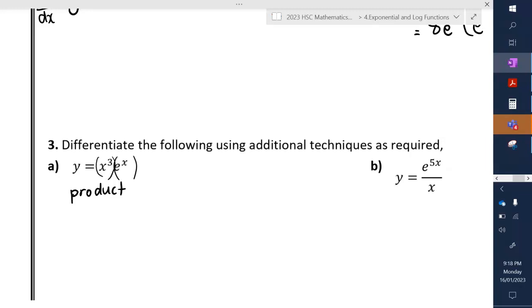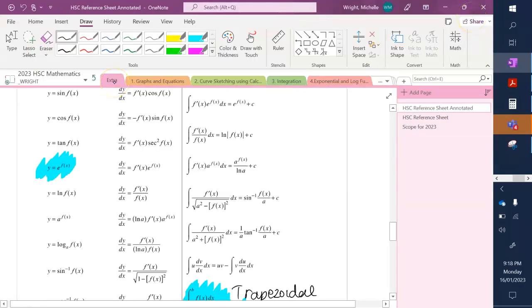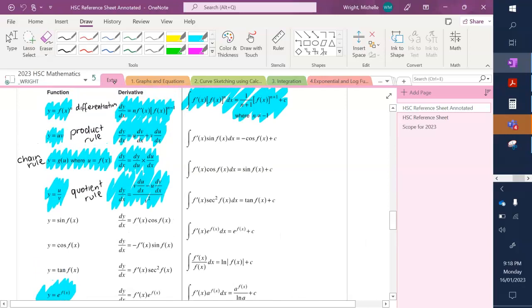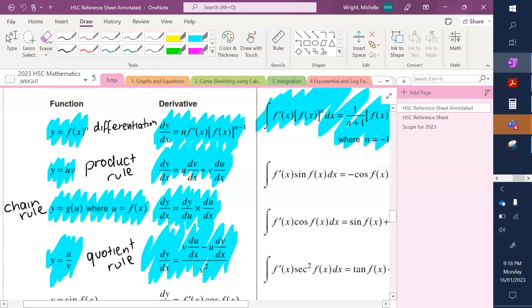You knew what you were doing, but you wrote the rule down wrong. So you need to go back to your formula sheet, and I'll jump back across here. And we need to find our product rule and our quotient rule. So you need to be familiar with what that means. Product means multiply. This is our product rule because we're multiplying two separate functions together. This is our rule. You need to write it down.